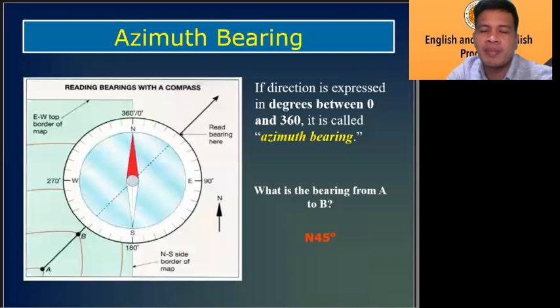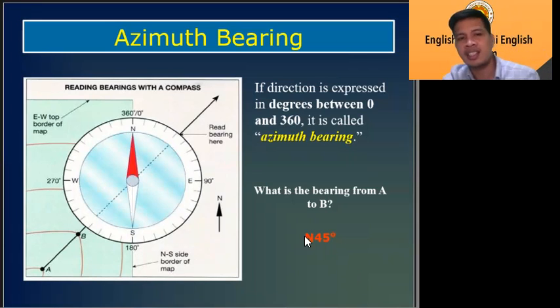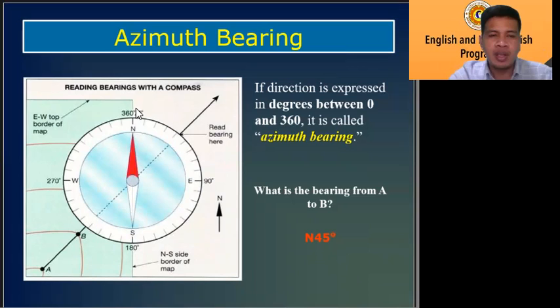The other one is called azimuth bearing. If the direction is expressed in degrees between 0 and 360 degrees, and we're using a compass, this is called an azimuth bearing. For example, in here, what is the bearing from A to B? Basically from 0 to this point, you can easily read that as 45 degrees.